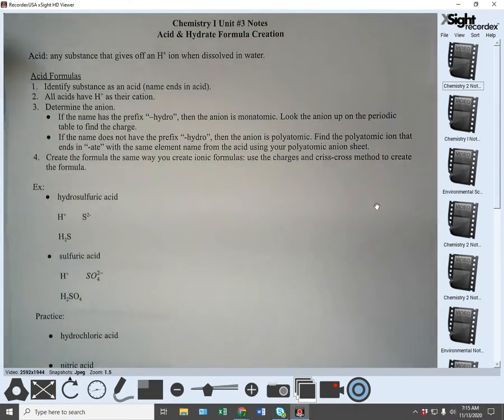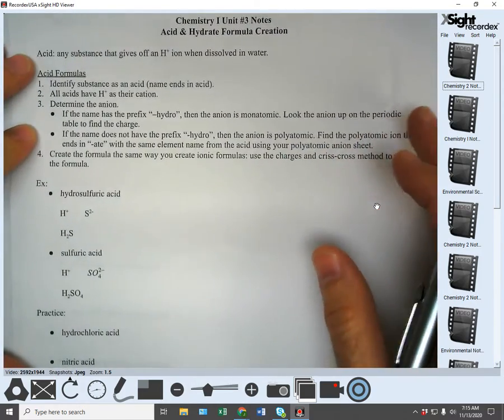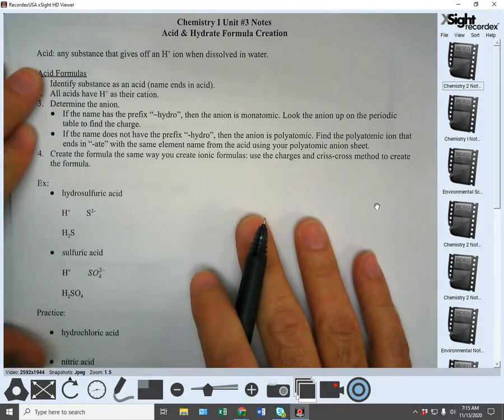So this is doing basically the opposite of what we've been doing, which is, in this case, they're going to give us the names, and we're going to figure out the formulas from those names.